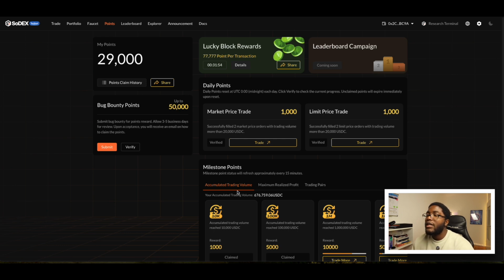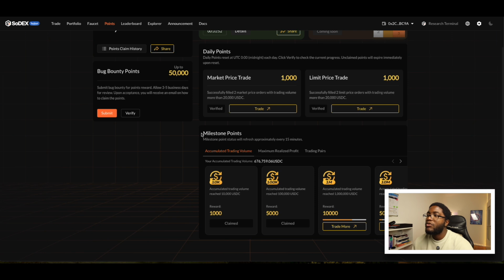Currently you guys can see this is Milestone Points, accumulated trading volume in total 676. I'm not grinding it well, otherwise you can have more than this very easily. Just do rinse, repeat: sell, buy, sell, buy, sell, buy, and you're going to get loads of volume. But beware that you do not lose most of your profits or of your total capital while doing that.